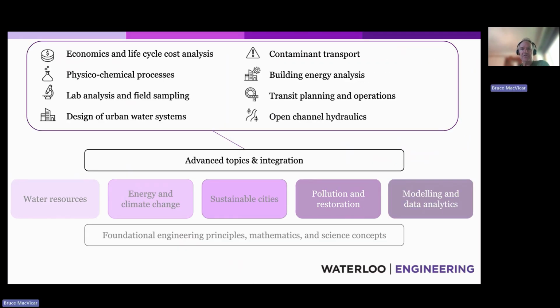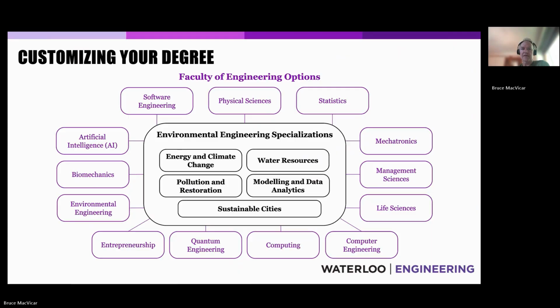Advanced topics, these are just some different types of courses. So I mentioned design of urban water systems, that's the one I teach, but economics and life cycle analysis, contaminant transport, building energy analysis, transit planning and operation, lab analysis, and field sampling. These are all available to you. And you have more opportunity now to customize your degree. So I talked about the specializations. These are the 5 names here that you can see that we talked about.